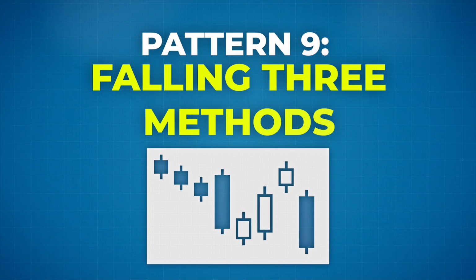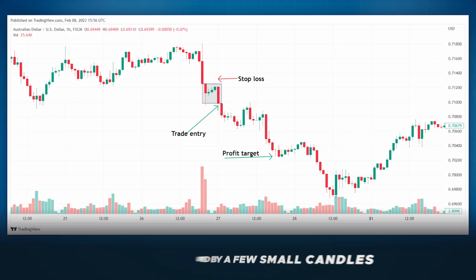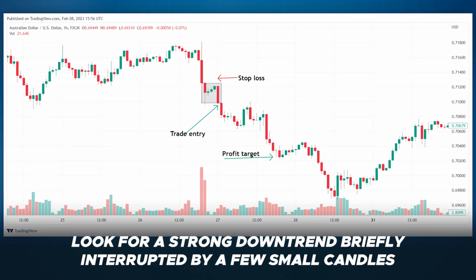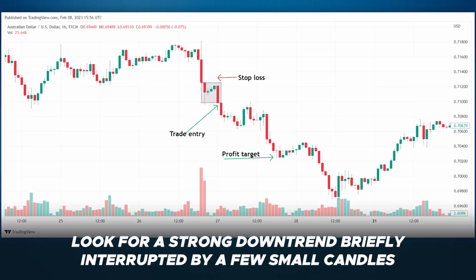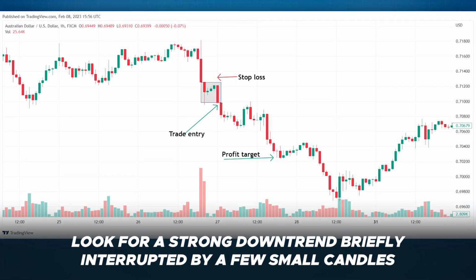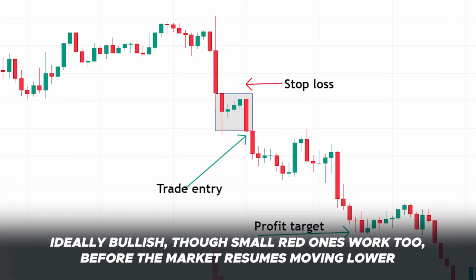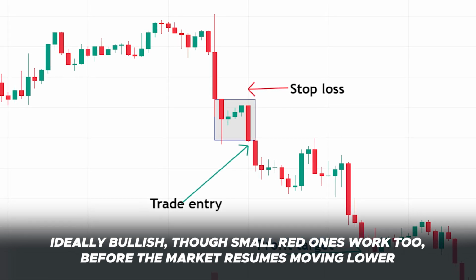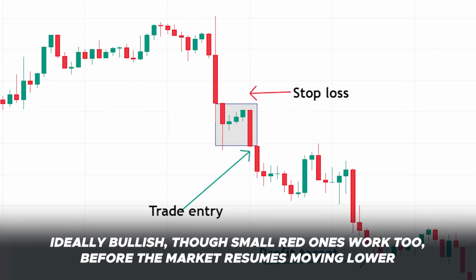Our ninth pattern is the falling three methods pattern. While it is called the falling three methods, it is actually more than three candles, which can be slightly misleading. In this bearish continuation pattern, what you're looking for is a strong downtrend that is briefly interrupted by a few small candles. Ideally, they could be bullish, but a small red candle in between is fine as well, before the market continues its move lower.